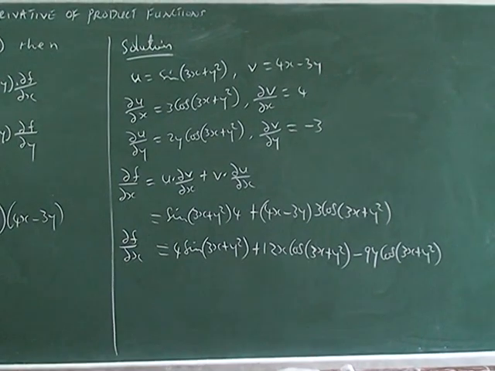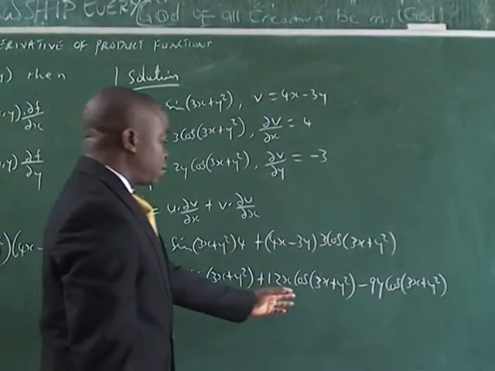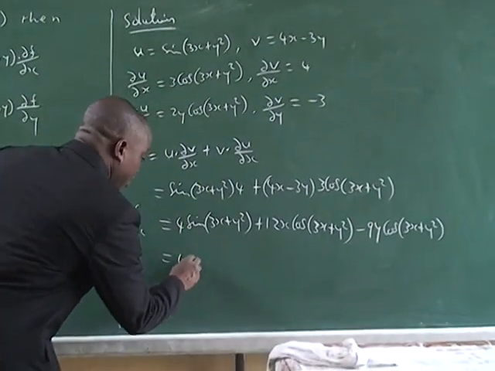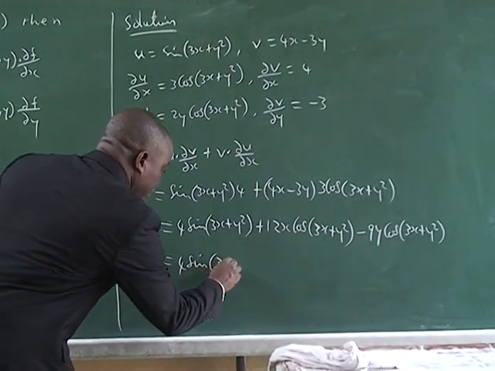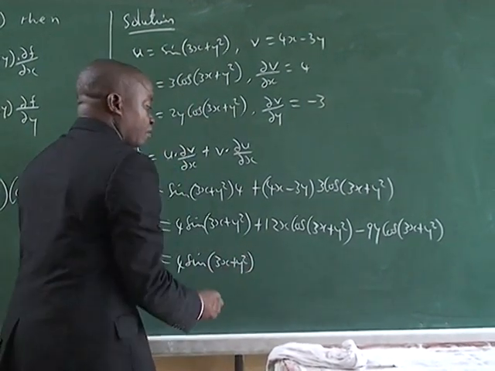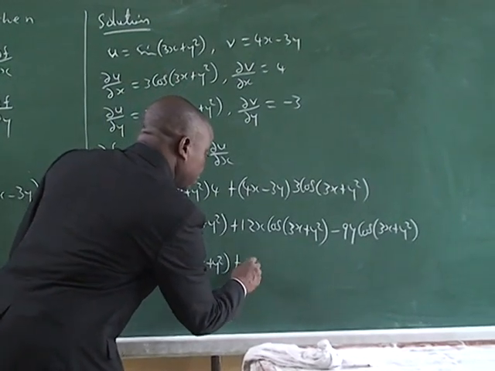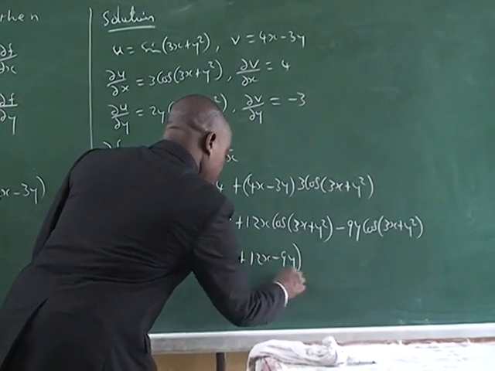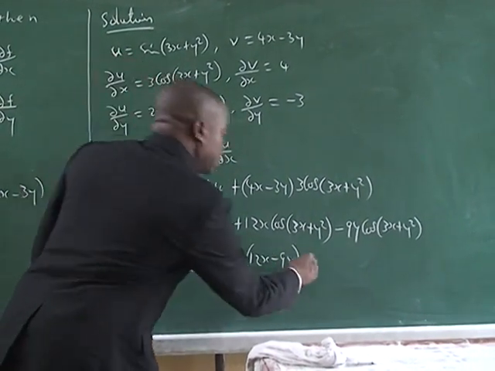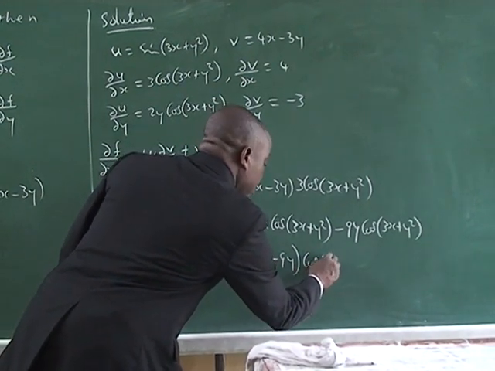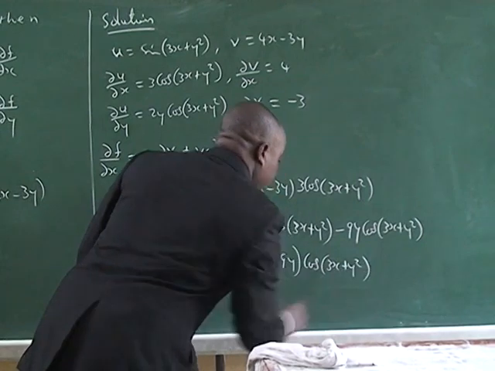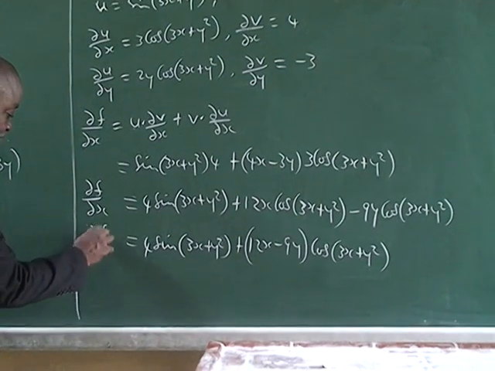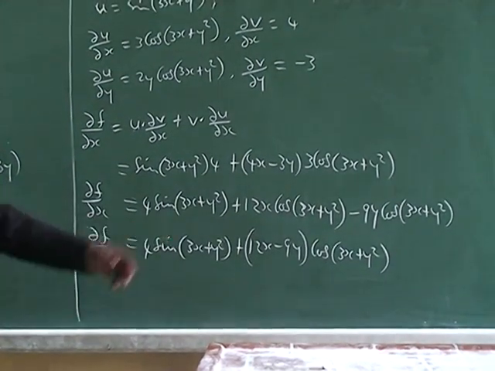Now we have something common here. We want to factor it out. It's also correct to say 4 sine 3x plus y squared, then plus 12x minus 9y times cos 3x plus y squared. So we just factor this. Right, so partial f partial x is equal to this.